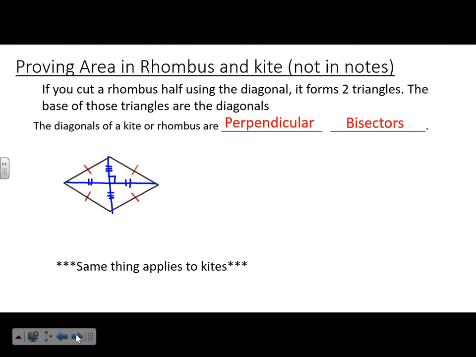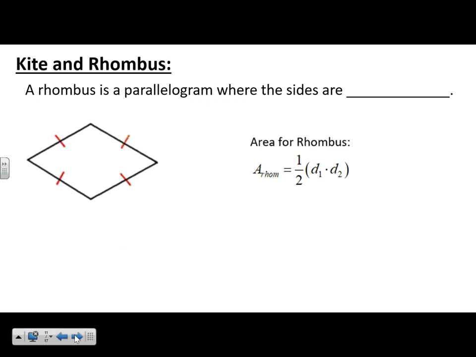And the same thing applies to kites. Sorry, this is the area. This perpendicular bisector is not what this is talking about. They're perpendicular, but they're not bisectors for kites. So we'll talk about that in a second. So let's first talk about the rhombus.